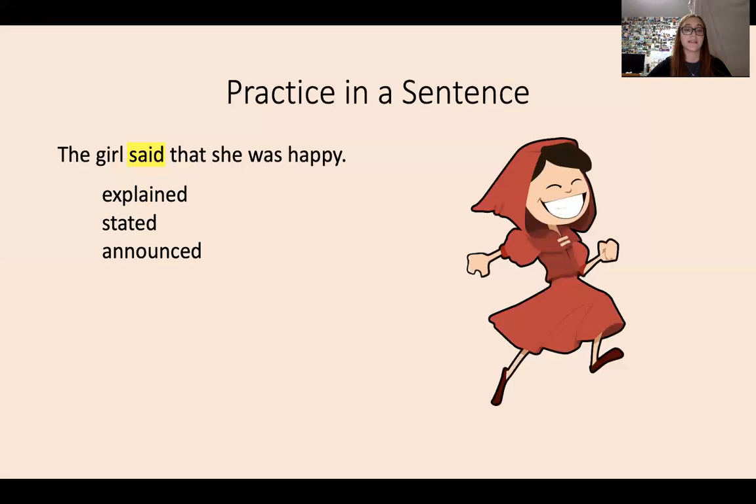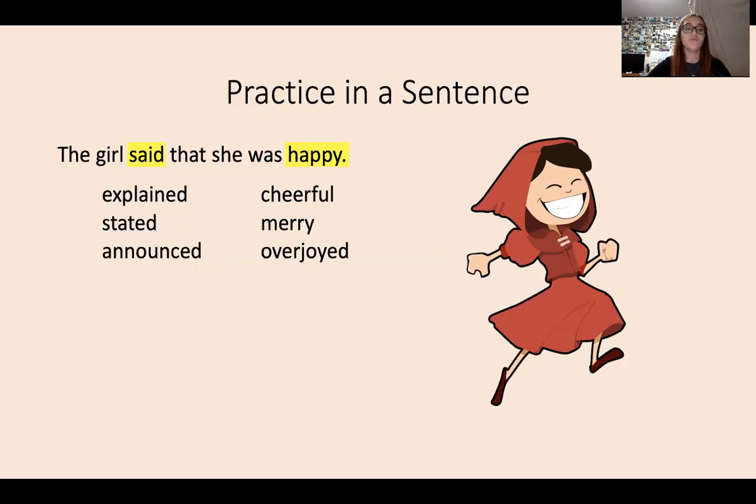I came up with the words explained, stated, and announced. All of these words mean said, but are stronger and more at a fifth grade level. Let's take the word happy. Write this word on your paper. Happy is strong, but what are some stronger words? Pause this video and write down a few synonyms of the word happy. I came up with cheerful, merry, and overjoyed.